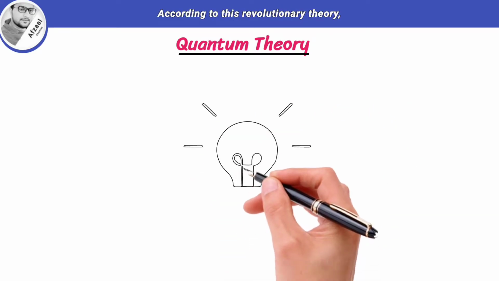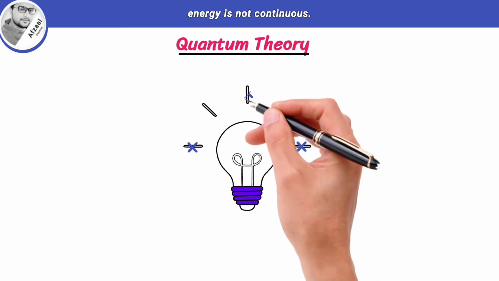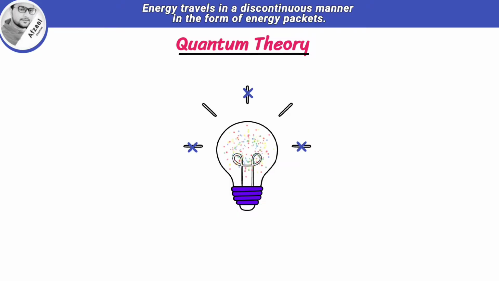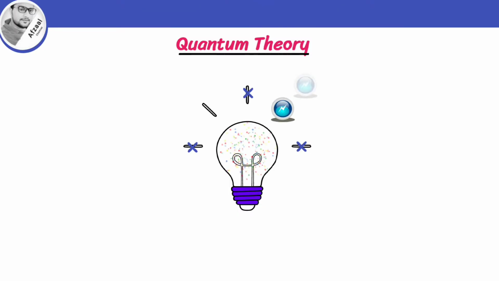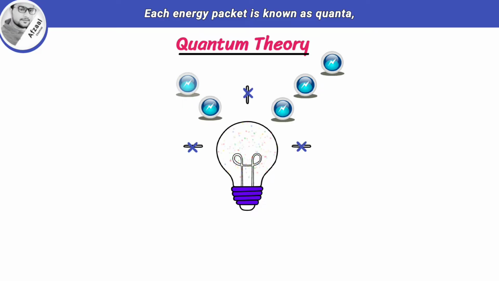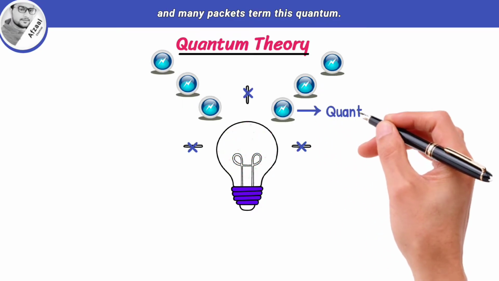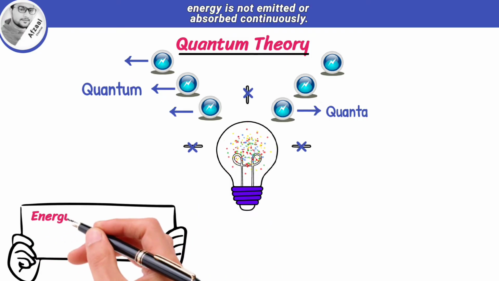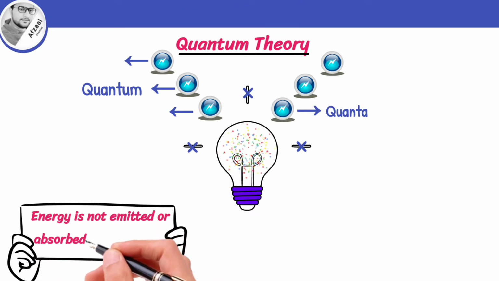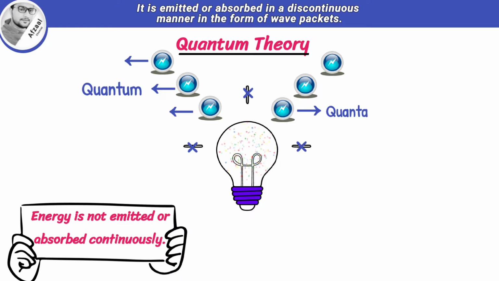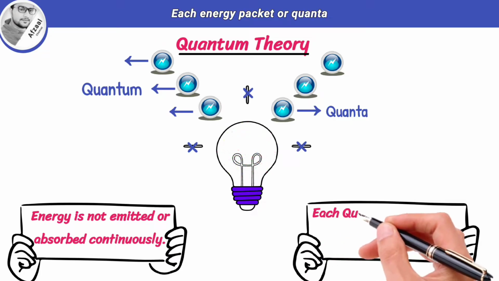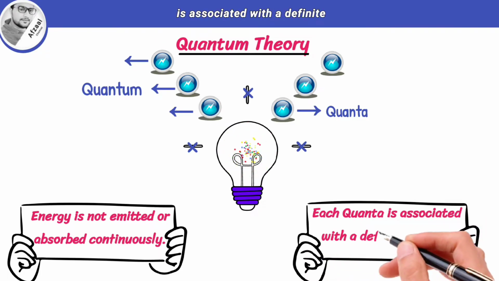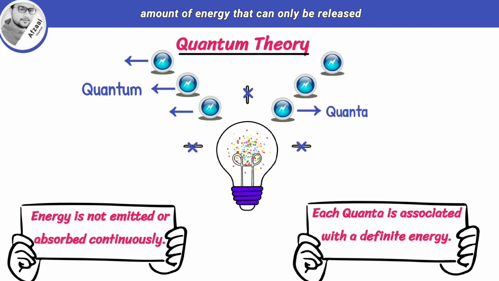According to this revolutionary theory, energy is not continuous. Energy travels in a discontinuous manner, in the form of energy packets. Each energy packet is known as a quantum, and many packets are termed quanta. So, the main point of this theory was that energy is not emitted or absorbed continuously. It is emitted or absorbed in a discontinuous manner in the form of wave packets. Each energy packet is associated with a definite amount of energy that can only be released or absorbed in specific amounts.